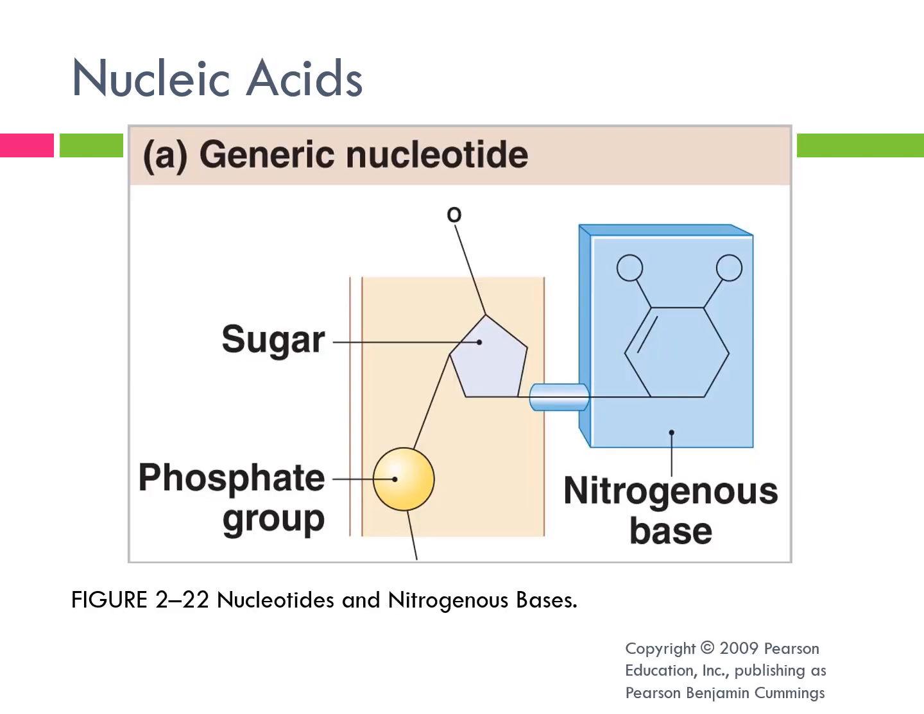So here we're looking at a nucleic acid. So we have our pentose sugar, our phosphate group, and then our nitrogenous base. So this might be adenine, it might be uracil, but that's our nitrogenous base.